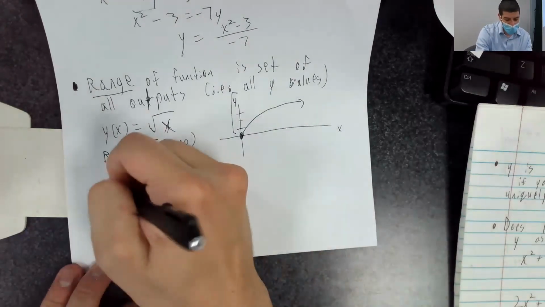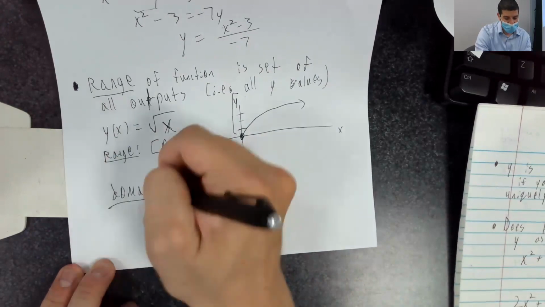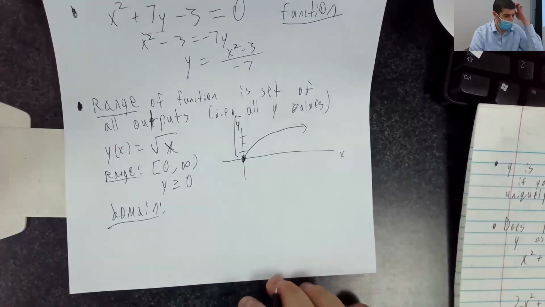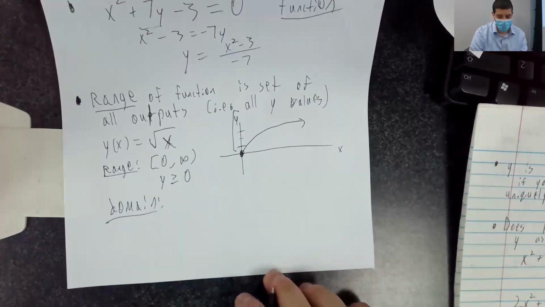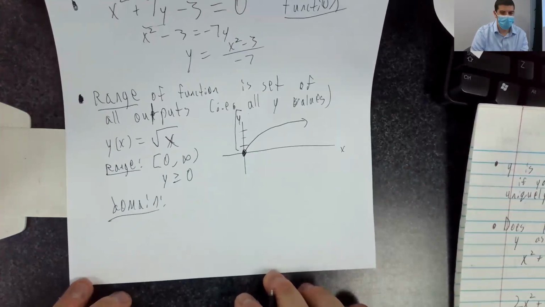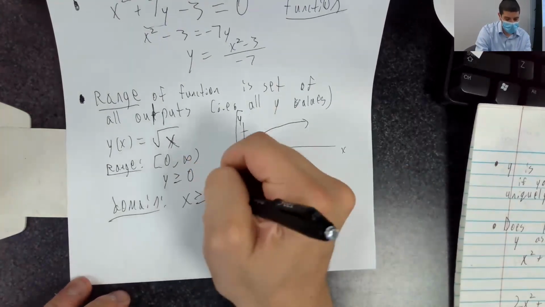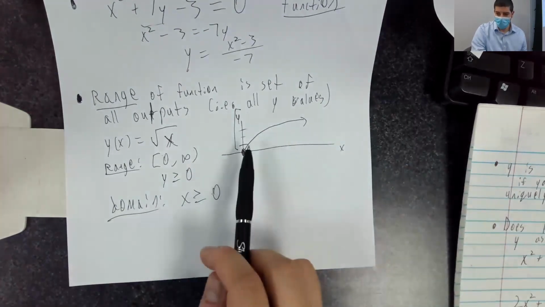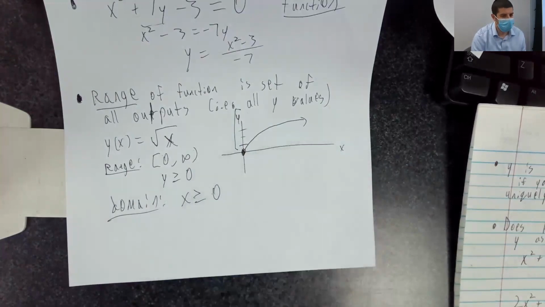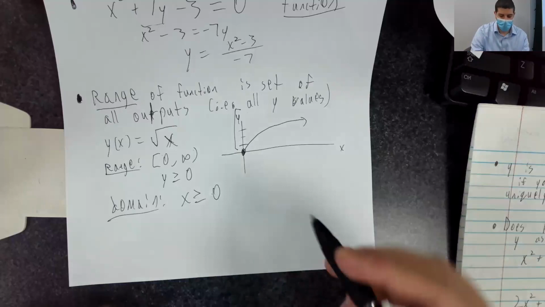The domain, though, just so you see the difference, is actually just the x values. So does anyone see what the domain is here? What are the x values? 0, exactly. x is greater than or equal to 0. It's all the x values you could use. So the range is the y values, the domain is the x values.